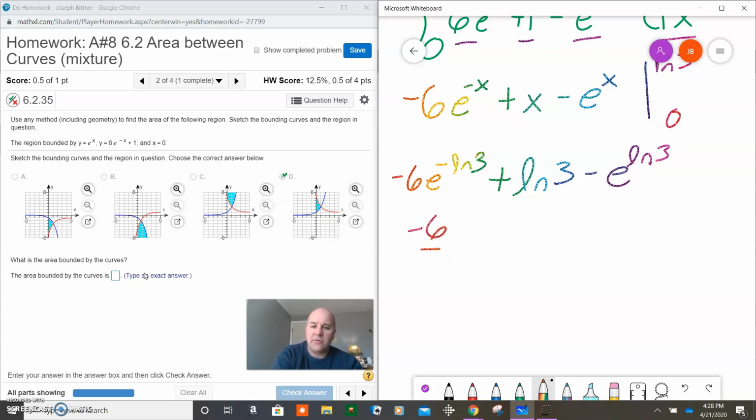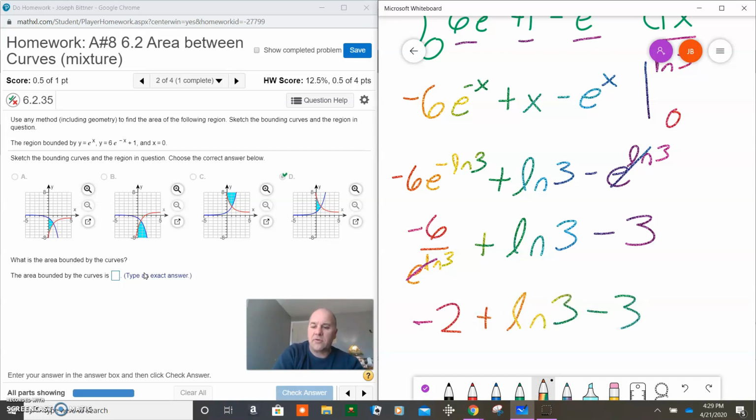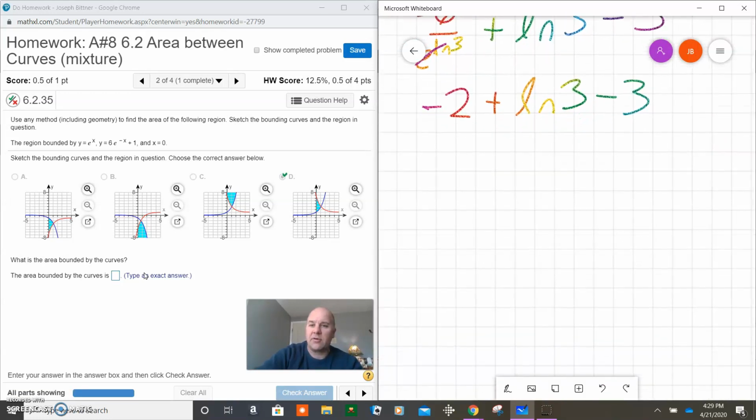This is like negative 6e to the natural log of 3 on the bottom because the negative exponent will flip it upside down, plus natural log of 3. And nice thing about this is natural log and e will cancel each other and just give you 3. Natural log and e will cancel here and actually just gives you negative 2 plus natural log of 3 minus 3. Obviously, I can write that as negative 5 and combine everything together.